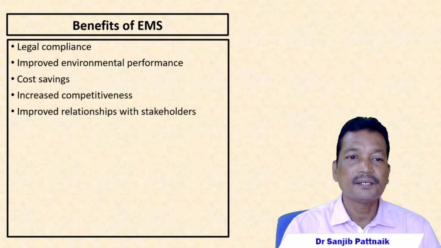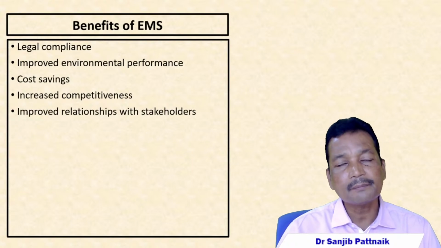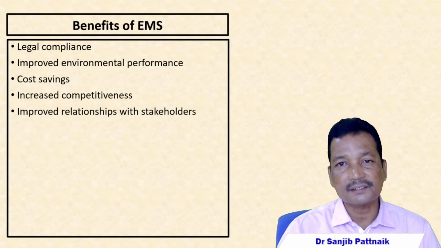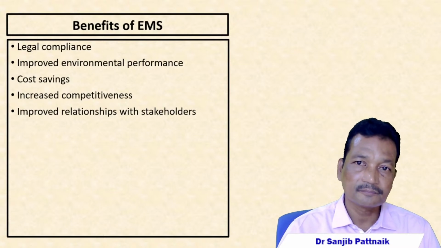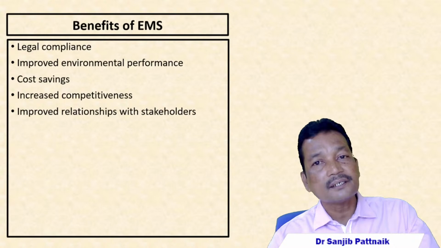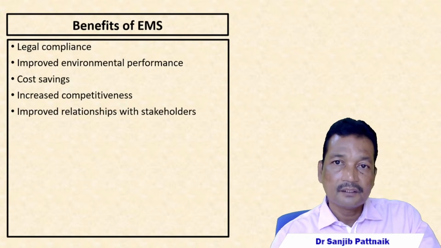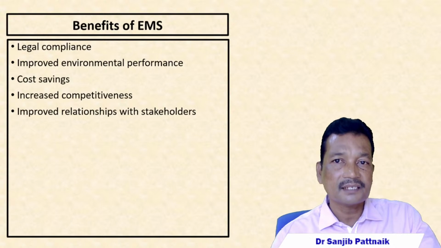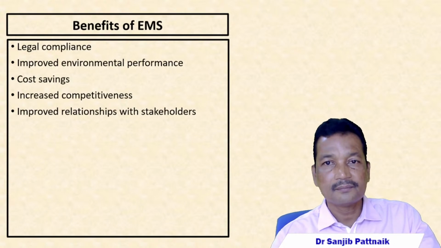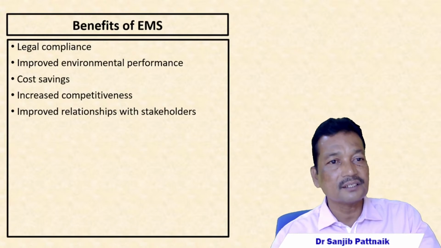Now, if an organization is undertaking an environmental management system, what are the benefits that will come to it? First of all, nowadays many regulatory bodies have been created to take care of environmental protection. One can be the pollution board, at state level or national level. Another can be the National Green Tribunal. That also takes care of the states as well as the nation.